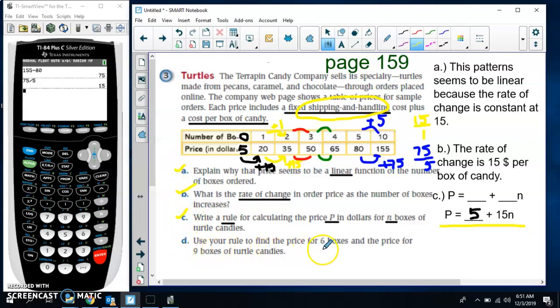Now D, use your rule to find the price for 6 boxes and the price for 9 boxes.